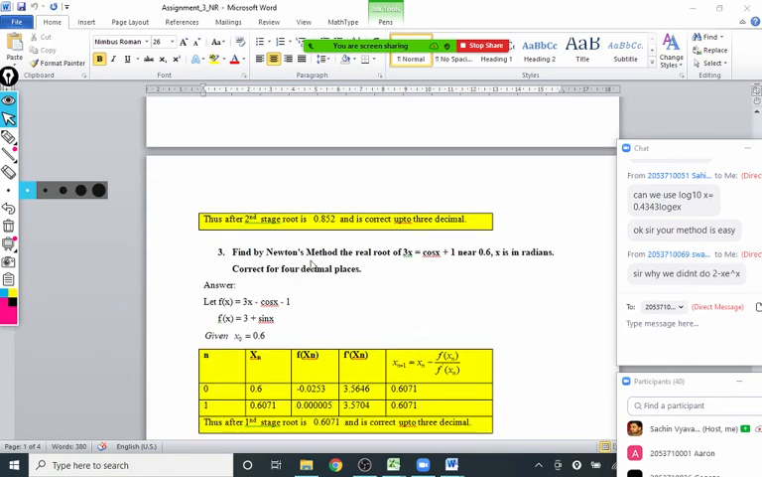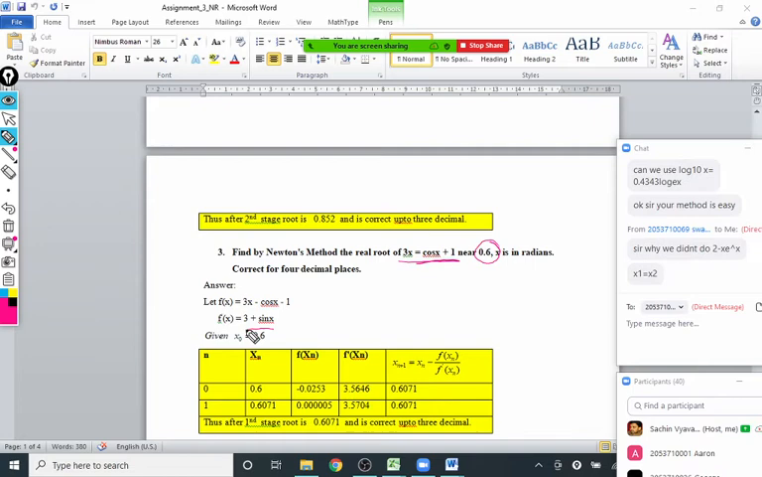One more example, 3x equal to cos x plus 1 near 0.6. Now see here, our aim is to get the root of this equation near 0.6. So indirectly x0 is directly given.